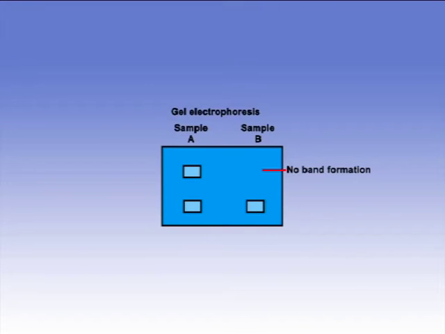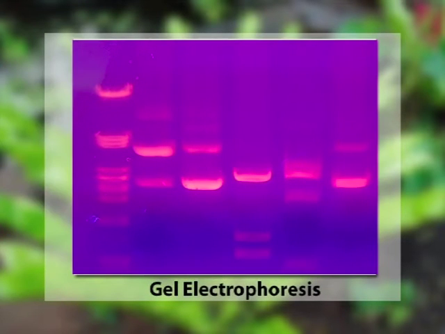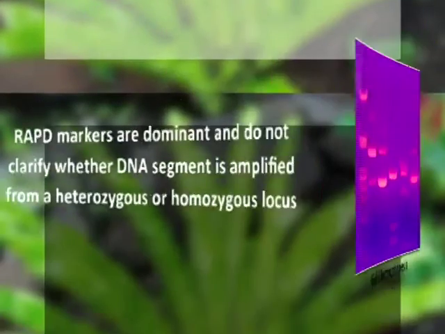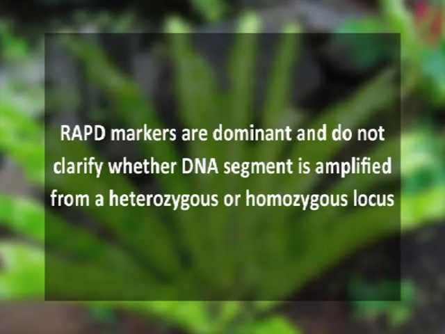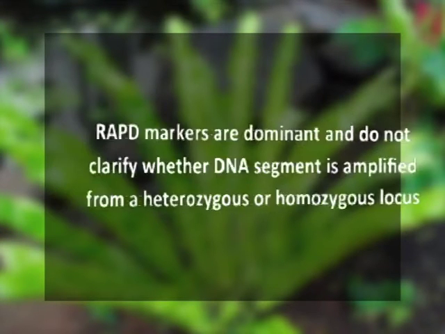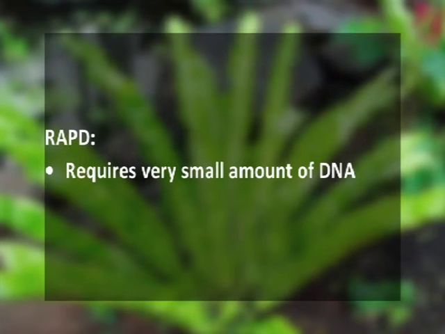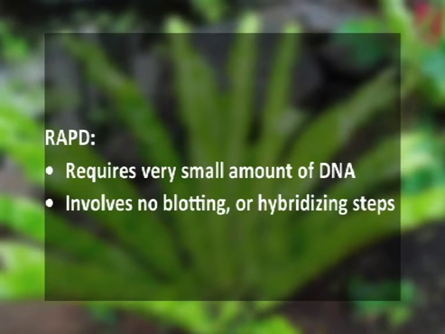Nucleotide variation between different sets of template DNAs results in presence or absence of bands because of changes in the priming sites. The bands are visualized under UV trans-illumination after proper staining. RAPD markers are dominant and do not clarify whether a DNA segment is amplified from a heterozygous or a homozygous locus. RAPD requires a very small amount of DNA, involves no blotting or hybridizing steps, therefore it's quick, simple and automatable.